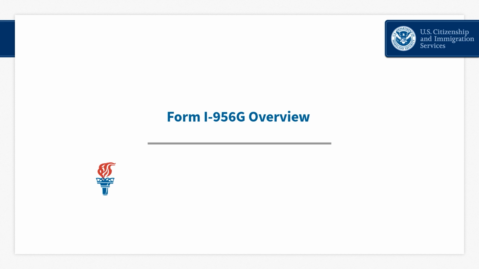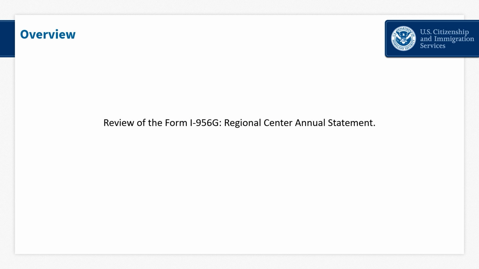Let's start with some of the preliminary general matters that pertain to Form I-956G. Form I-956G is a USCIS form that was newly created following enactment of the EB-5 Reform and Integrity Act of 2022, the RIA, and was first published on June 1, 2022. The goal today is to provide guidance regarding the Form I-956G.